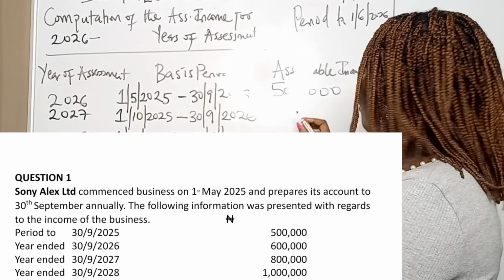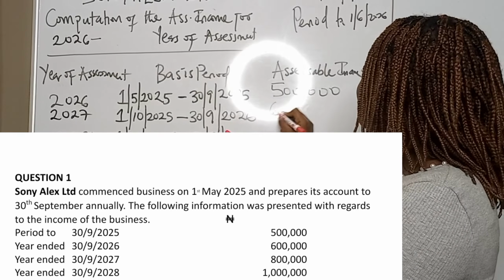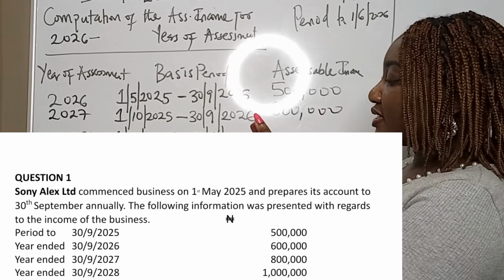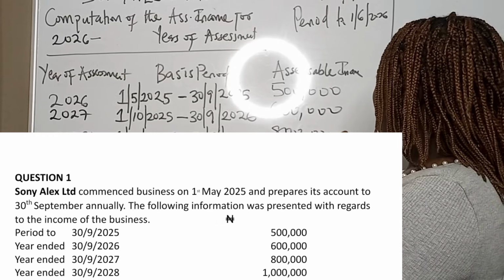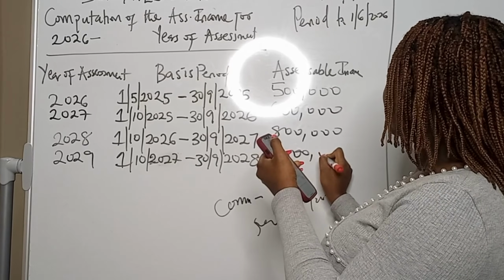Let's solve a more difficult question, one where you prorate and all of that. So here you have 600,000. Then the next one you have 800,000, and the next one you have 1 million.